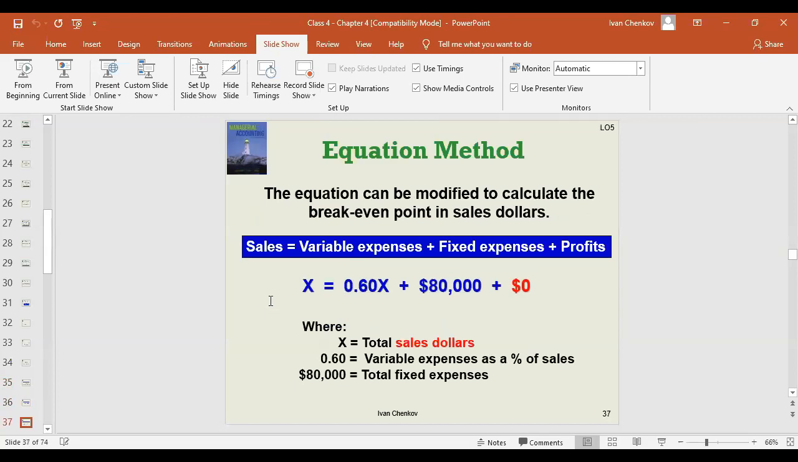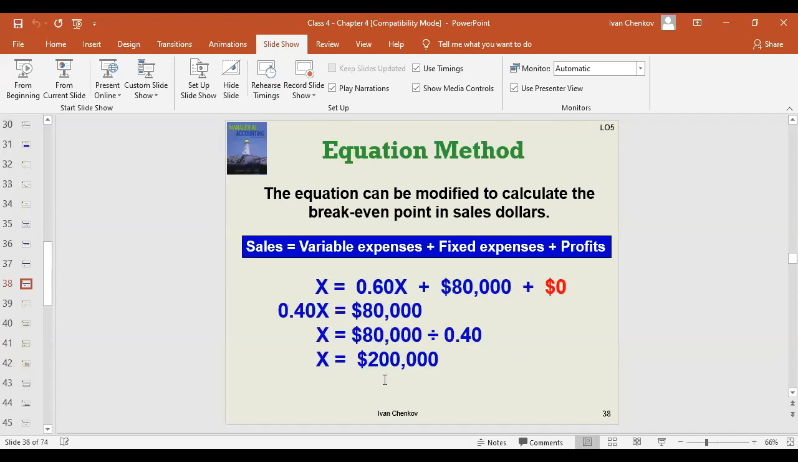That's your equation method. So the sales will be equal to 0.6, which is the variable expense ratio, times the sales plus 80,000. Here X is the total sales, 0.6 is the variable expense ratio of sales, and 80,000 is the total fixed expense. So how are we going to calculate the sales here? Sales will be fixed cost divided by contribution margin ratio.